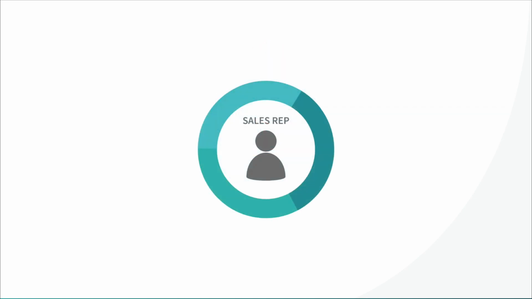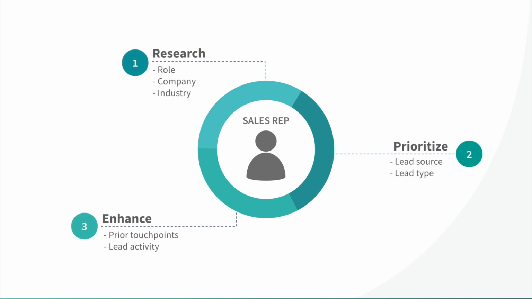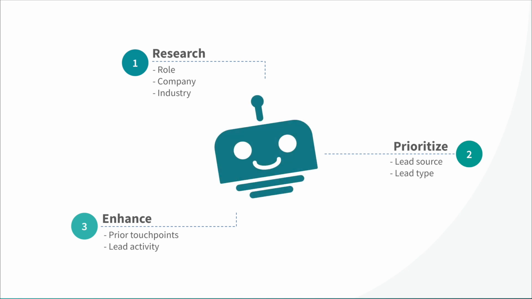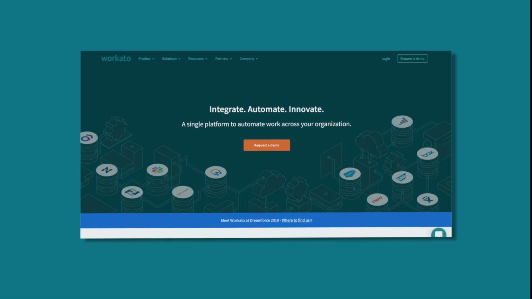But when leads are coming in from all directions, how can sales reps prioritize them and be equipped with the information they need, like the lead's role, company, industry, and any prior touchpoints with your company, to have meaningful conversations? This is where Leadbot comes in. Leadbot prioritizes, researches, and enriches your leads for your sales team and delivers them in real time to Slack. Let's take a look at how this works.